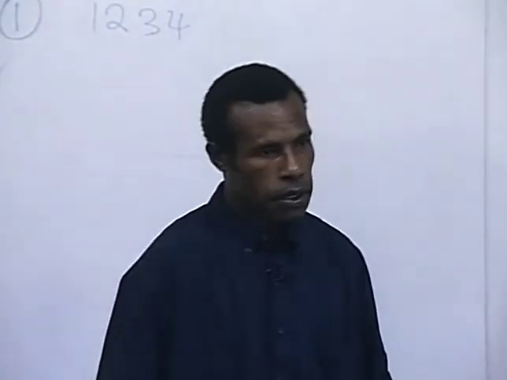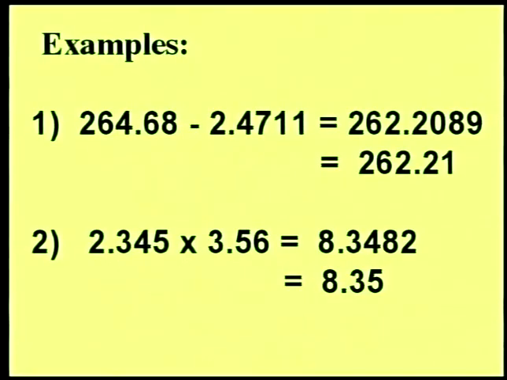There are two numbers that you were asked to carry out your operation on. The first one is to subtract 2.4711 from 264.68. How many significant figures are in 2.4711? All right, there are 5 significant figures. Now the second one, 264.68, also has 5 significant figures. So after getting your answer, the answer will be 262.2089.